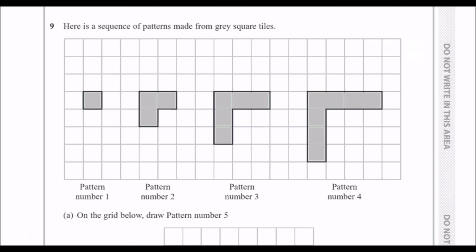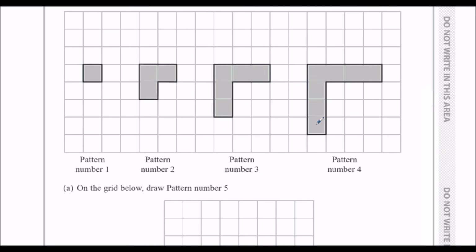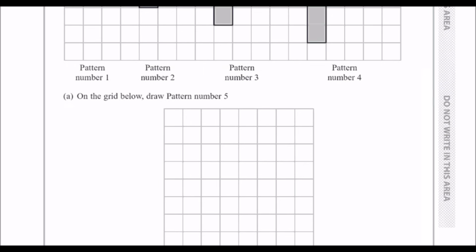Question 9. Here is a sequence of patterns made from grey square tiles. So each time, each pattern adds an extra tile to the right and an extra one on the bottom. So we need to draw pattern 5. So it's going to be 5 along the top and 5 down. So let's draw that pattern. 1, 2, 3, 4, 5. 1, 2, 3, 4, 5. And we'll just complete these. So that's what pattern 5 looks like.